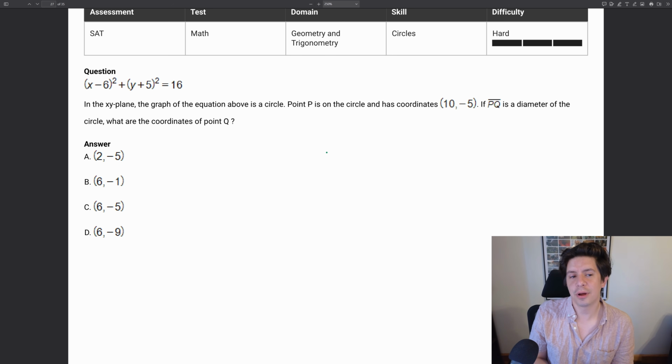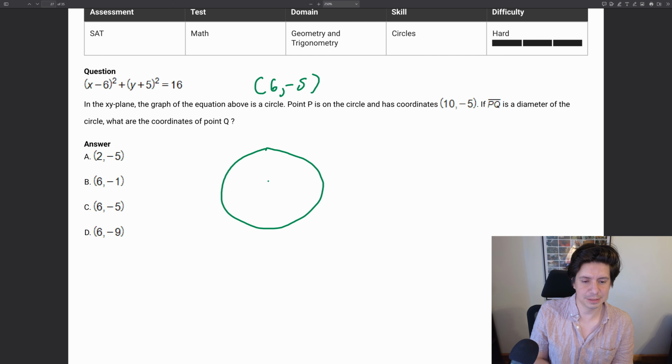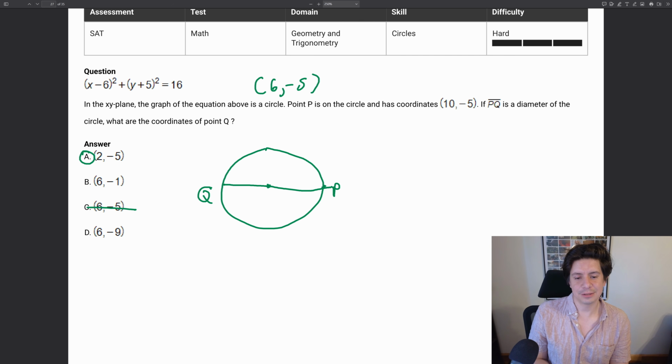So it has to cross through the center. So we have a y of negative 5. If we look at the center here, it's (6, -5). Imagine this is the center; Q is going to be over here. Let's say this is point P. So point Q is here. It's going to be the same y value, and the same distance. So (6, -5) is the center. 10 doesn't work, but (2, -5) is going to work perfectly, okay? And that is all you need to do.